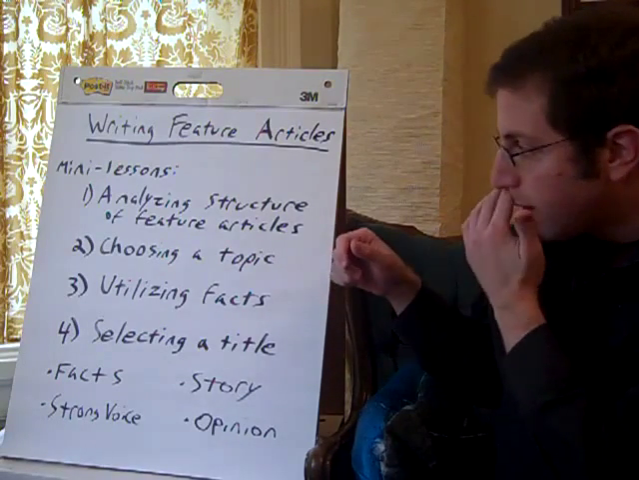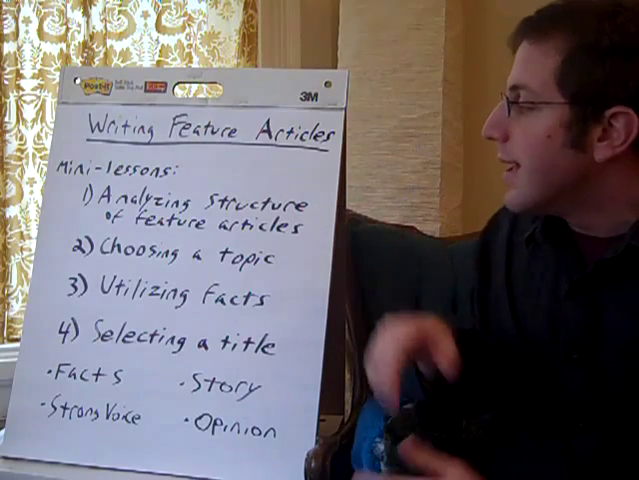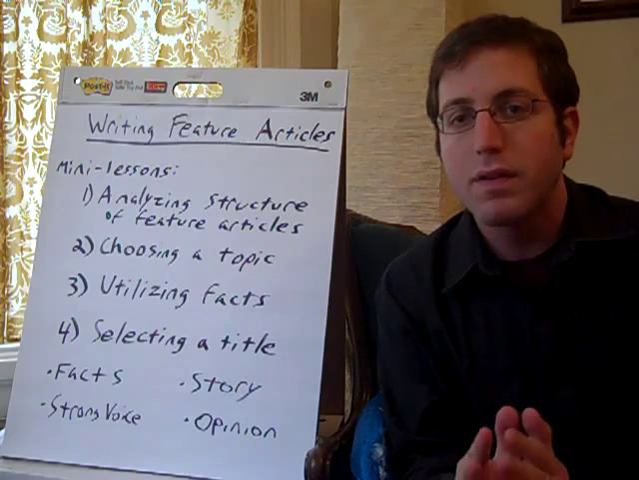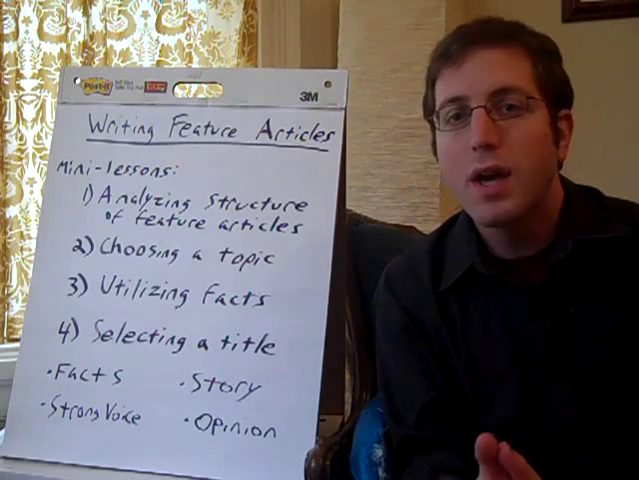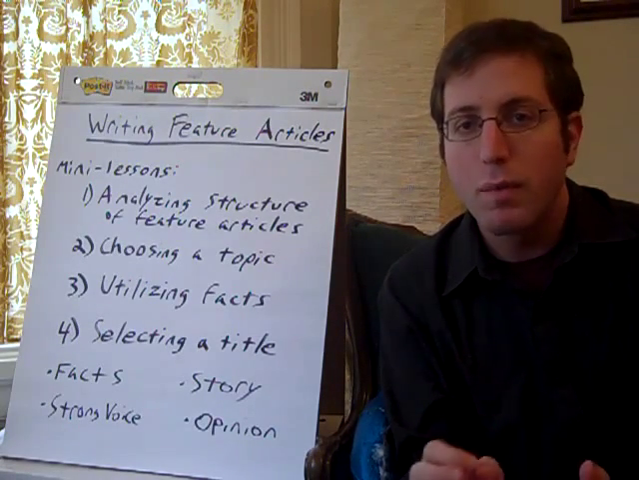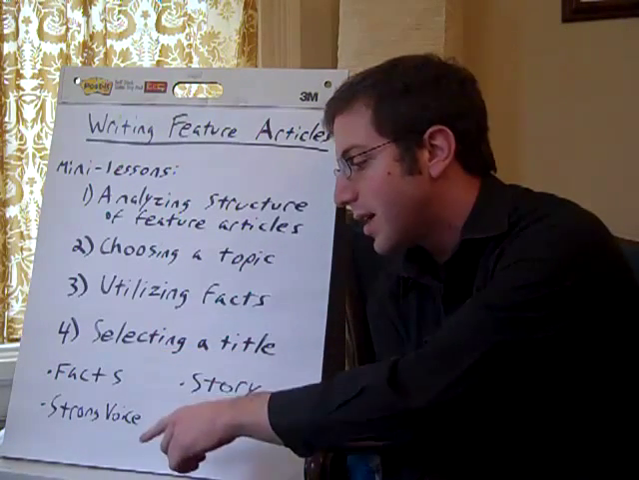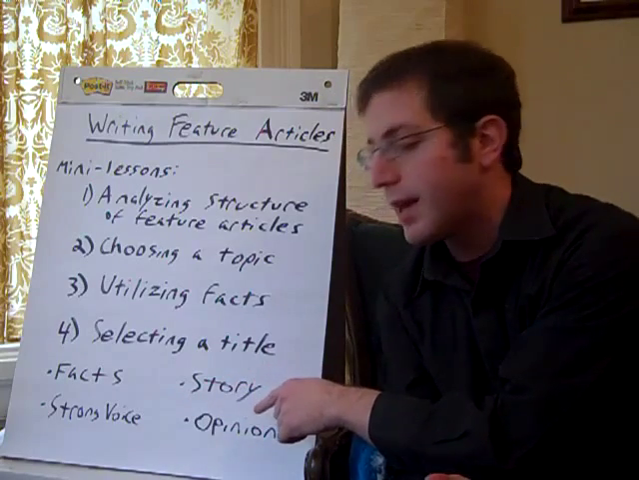So the first of the mini lessons was on analyzing the structure of feature articles. This took a couple of different forms. First, whole class: what Morgan did with the class was they looked over a bunch of the mentor texts and pulled out these different components. They pulled out the facts, the strong voice, the story, and the opinion.